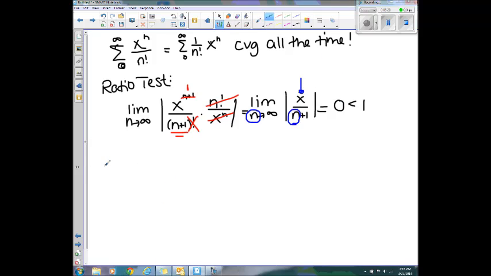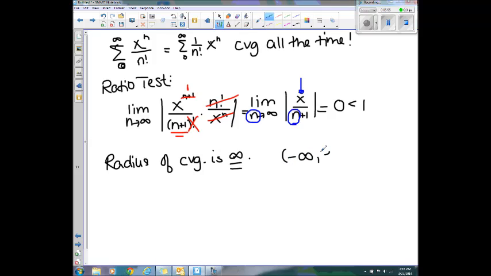the radius of convergence, abbreviate here, is infinity. The radius of convergence is infinity. Because this is always less than 1, my series is going to converge no matter what x is. So we say the radius of convergence is infinity.